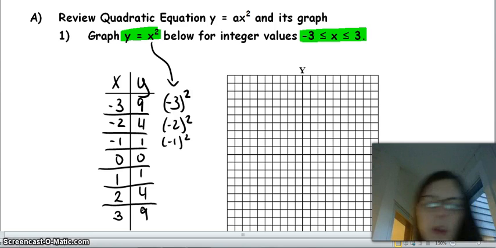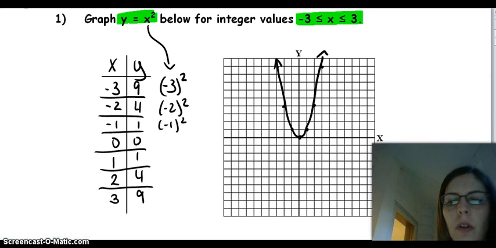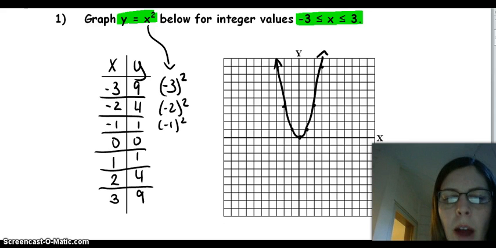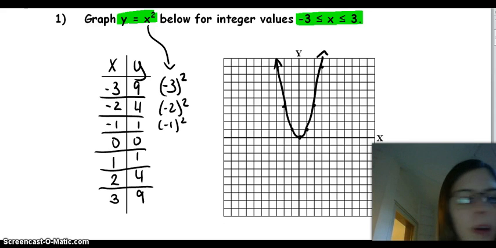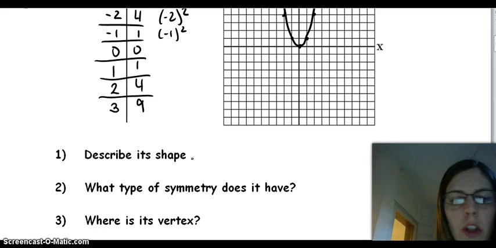Alright, I'm going to pause the video and I'm going to graph this and then we can answer our questions. So hopefully you took the opportunity to also graph the values onto the table. And here we want to look at the questions now. So it says, describe its shape.